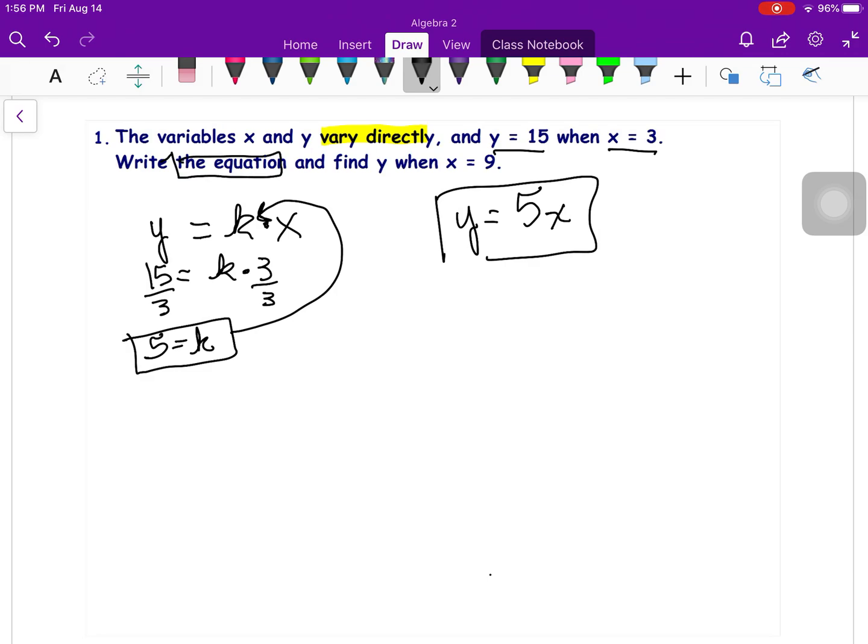And then part B, find y when x is 9. So I'm going to plug 9 in here. y equals 5 times 9, which is 45.